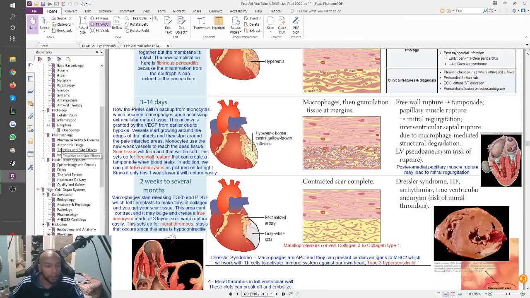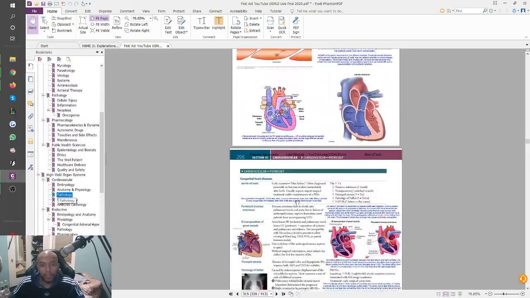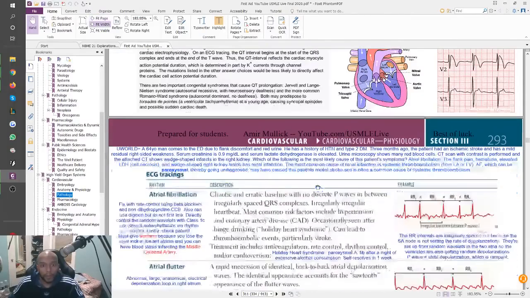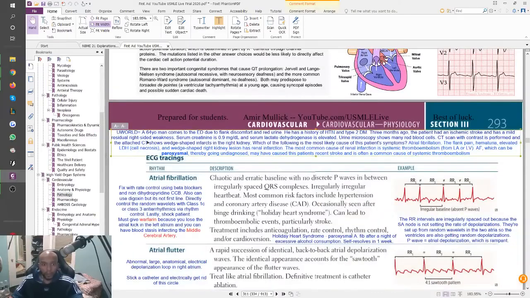That reminds me of another question. Okay, so this question right here was a UWorld question, which talks about paroxysmal arrhythmias, right? This person, a 64-year-old man, comes to the ED due to flank discomfort and red urine, with a history of hypertension and diabetes. 3 months ago, he had an ischemic stroke and has mild residual right-sided weakness. Creatinine is 0.9, lactate dehydrogenase is elevated, which means he has issues, right? LDH could be related to hemolysis or something.